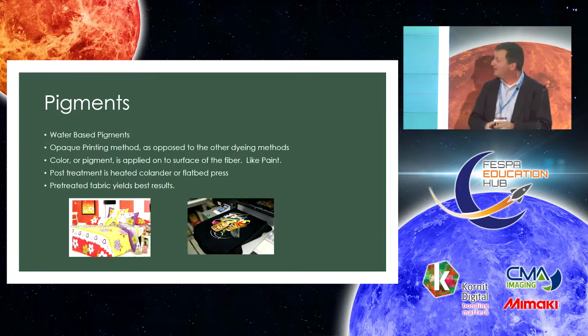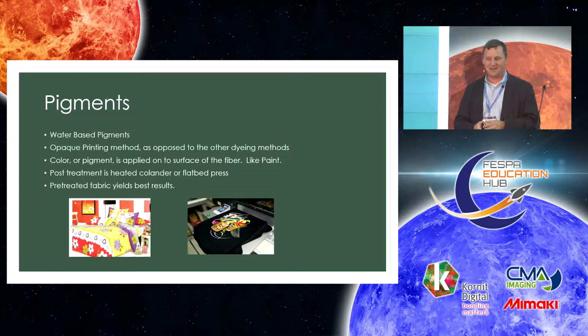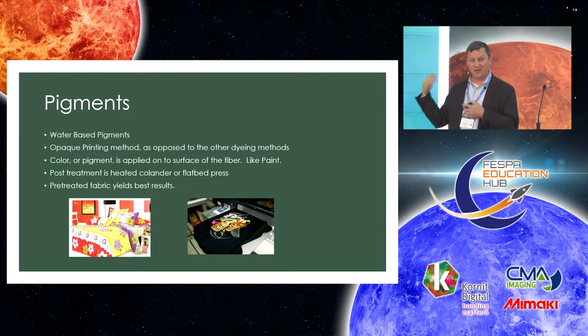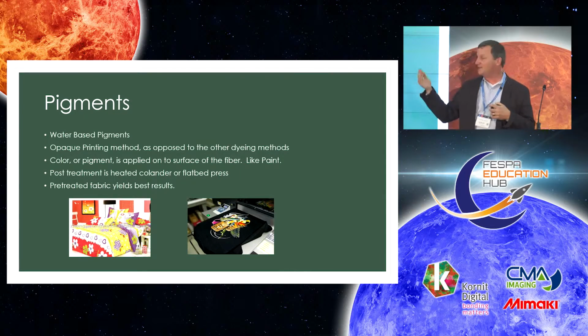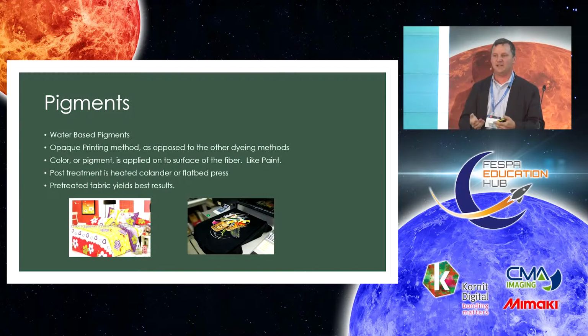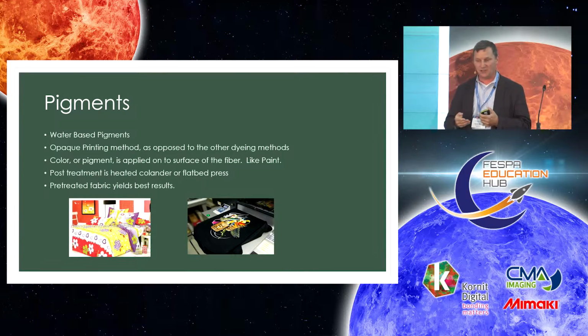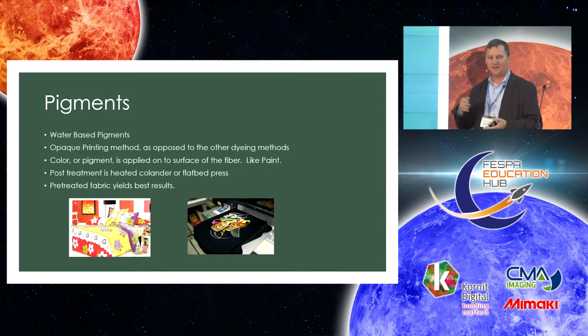So for pigment printing, we have water-based pigments now. The vehicle in the ink is an acrylic binder. They found that can flow through the print head, keep the print heads open. Pigment printing is an opaque printing method. This is a new development for digital textile printing, where we're printing color on top of the fiber, so we're applying it like paint. The other dye types we'll go over. So it's an opaque method.